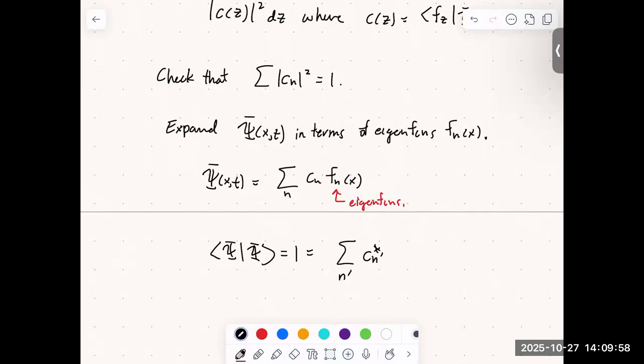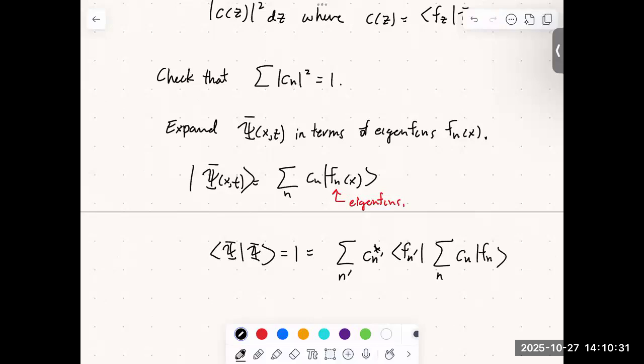Sorry, let's get the notation to be consistent. Okay, so I have to take the conjugate of this, so I've got to flip this thing around. And so we'll have an Fn prime. And then we have to multiply by the sum over n of Cn Fn.